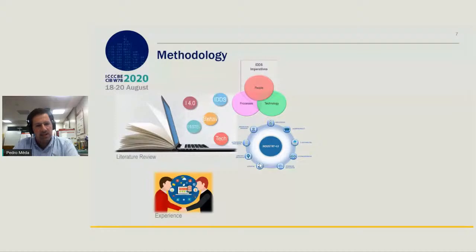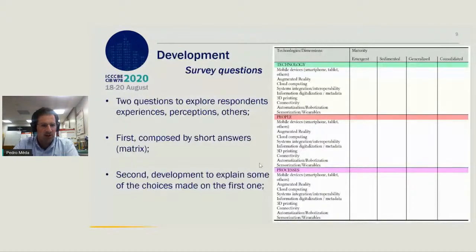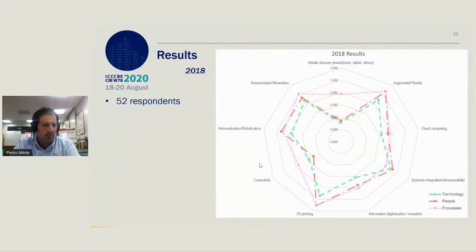And by having the classes and the postgraduate, we developed a survey that was part of one of the classes, and we did it in 2018 and in 2019, and we achieved some outcomes and guideline strategies for implementing innovations in the construction industry. So the survey questions are based in two questions. One, very simple, to fulfill this matrix according with the technologies from Price Waterhouse and the maturity at technology, people, and processes level. And then a second, that was a development question.